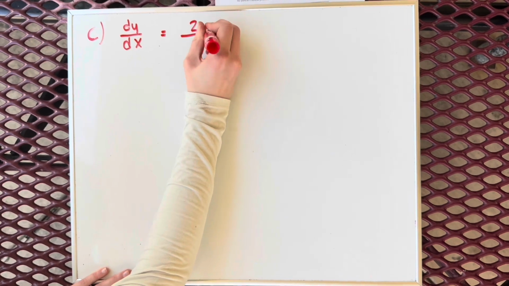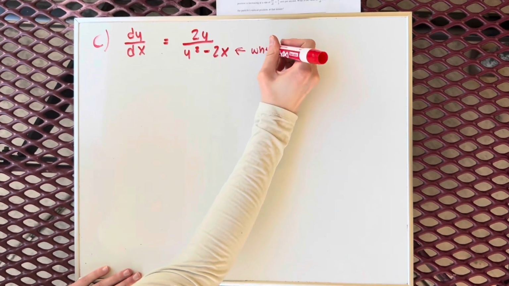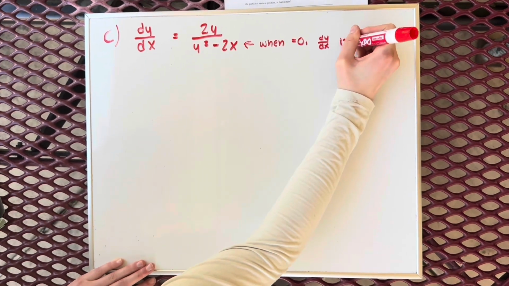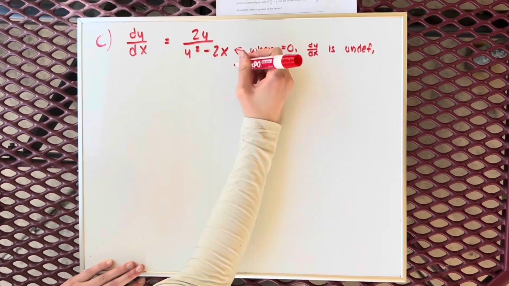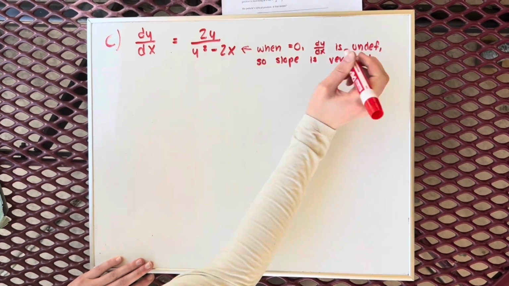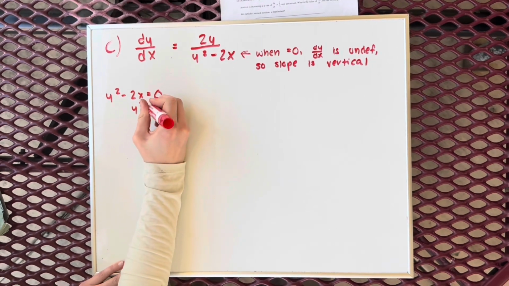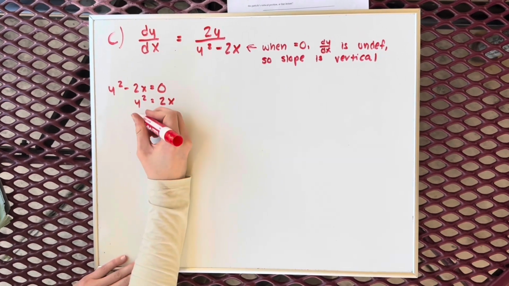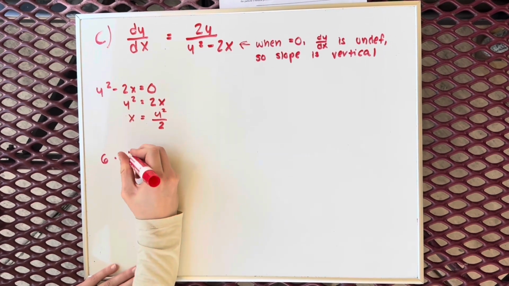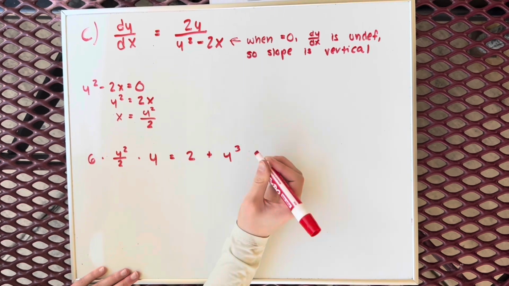A derivative being the slope of a function tells us that the slope is vertical when the denominator of the derivative is 0. You set y squared minus 2x equals 0, and you find x as a function of y. This means later on we can plug in whatever value we find for y or x to find the other value. Substitute y squared in for x in the original function.